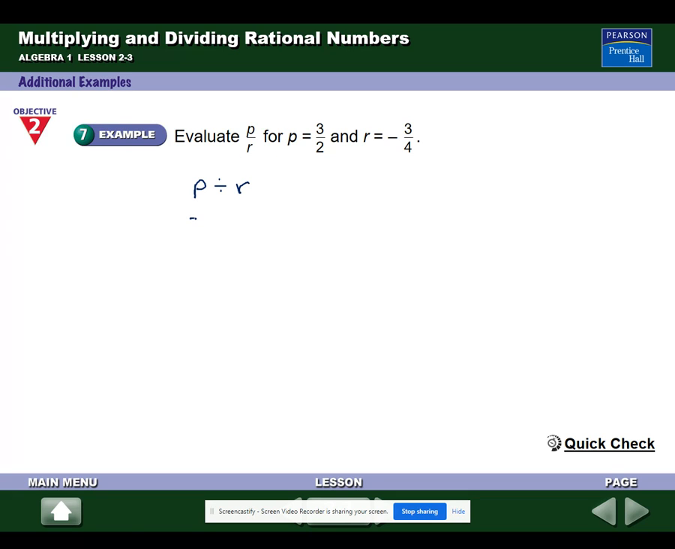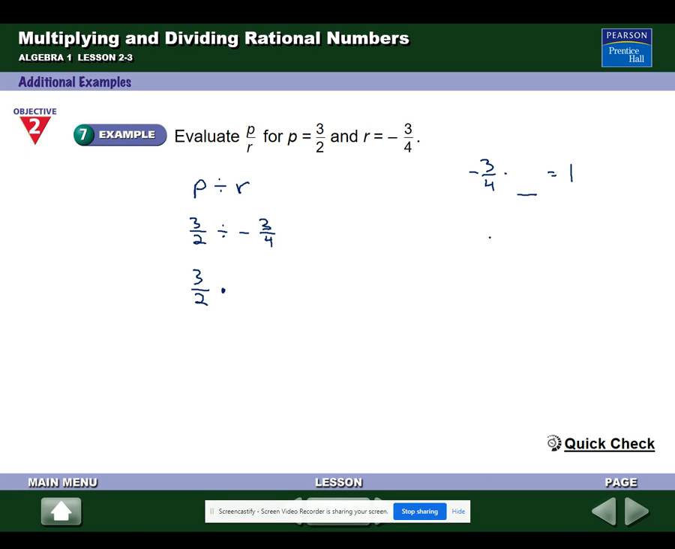So p is 3 over 2 divided by r, which is -3/4. Okay? Now, that means multiply by the reciprocal. So what we want to do is change divide to times and flip the second fraction. A reciprocal is, given a number, the number that you can multiply it by in order to get 1. So just a sidebar here, -3/4 times something to be equal to 1.